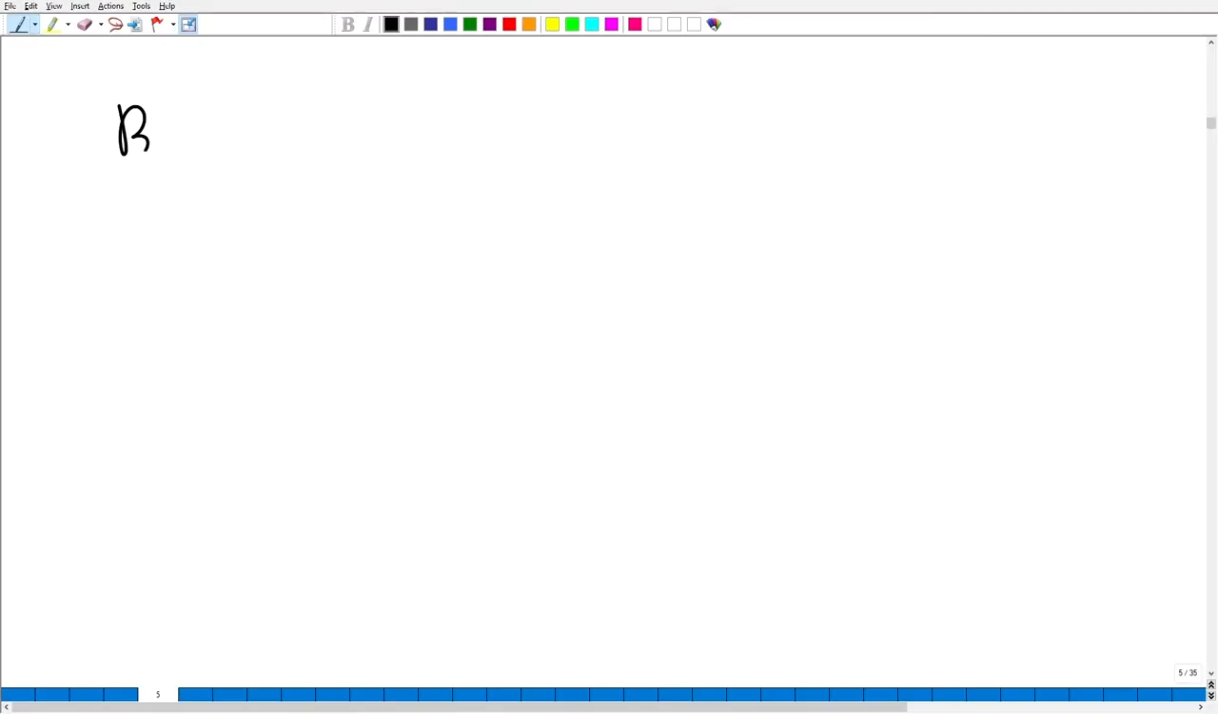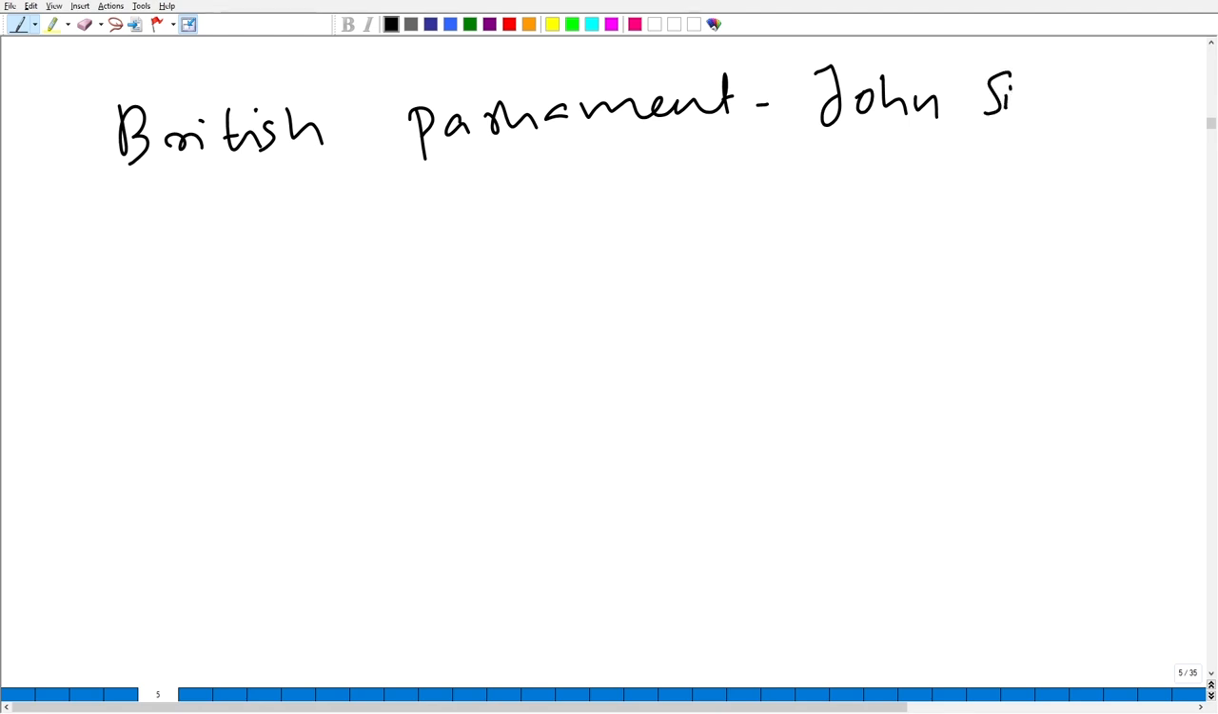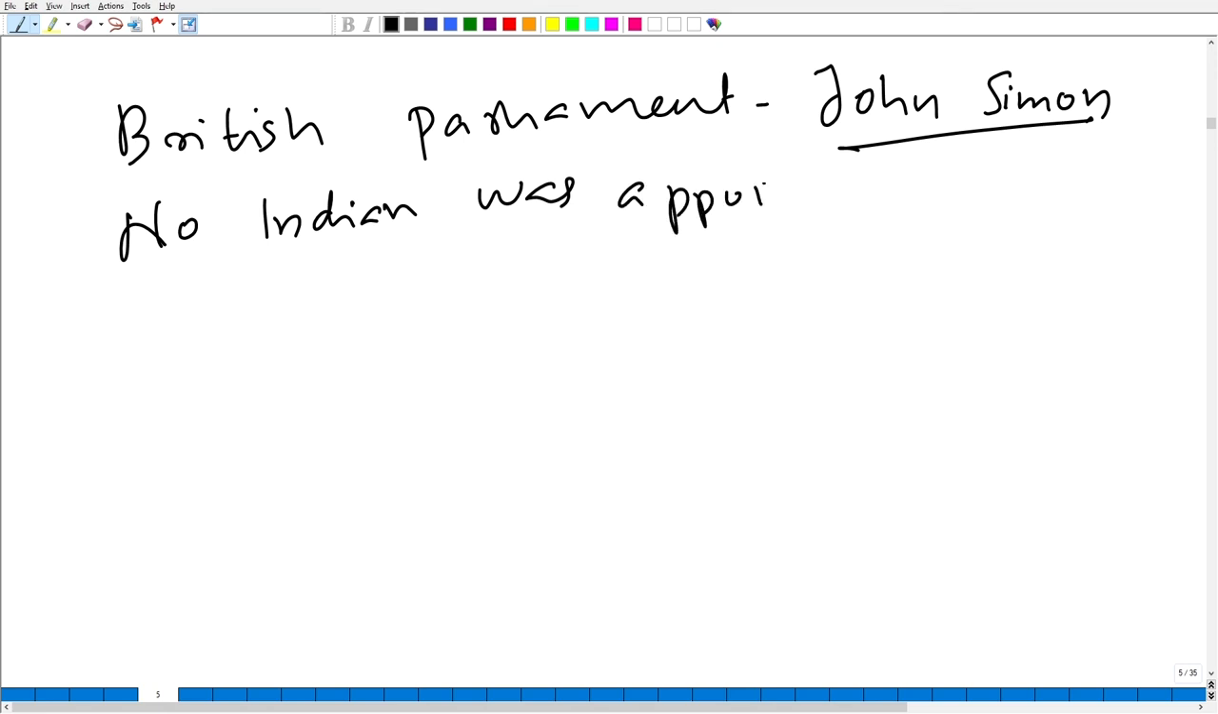All the members of the Simon Commission were from British Parliament, with John Simon as the chairman. No Indian was appointed in this commission. There were seven members in this commission, all of whom came from the British Parliament.